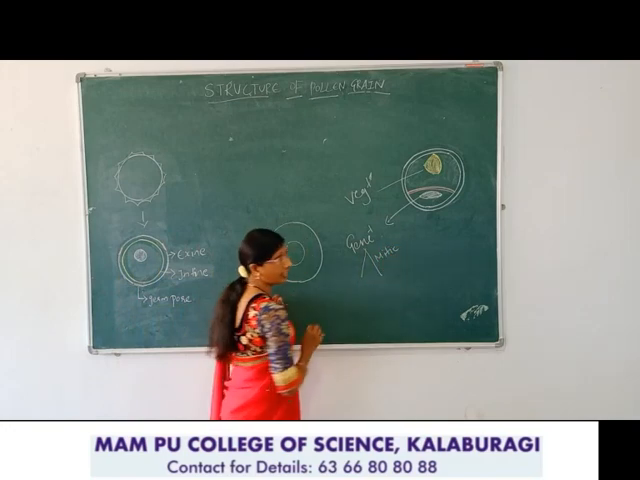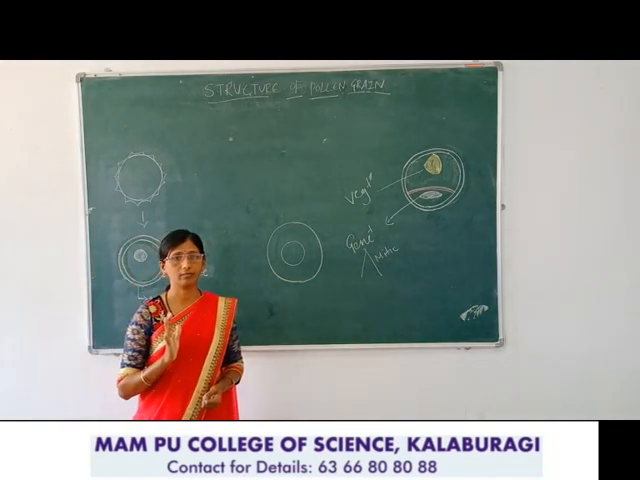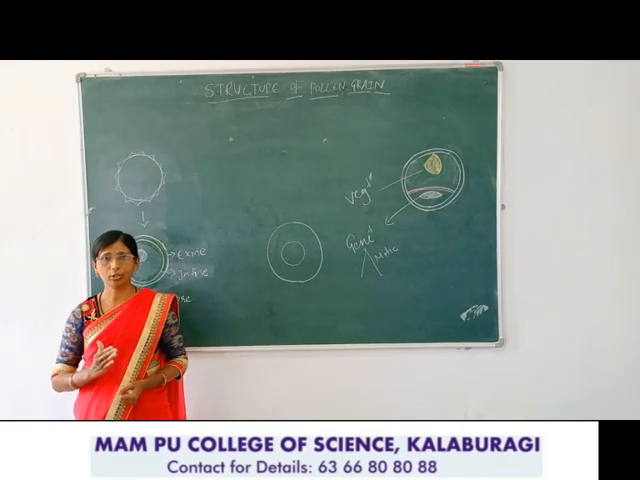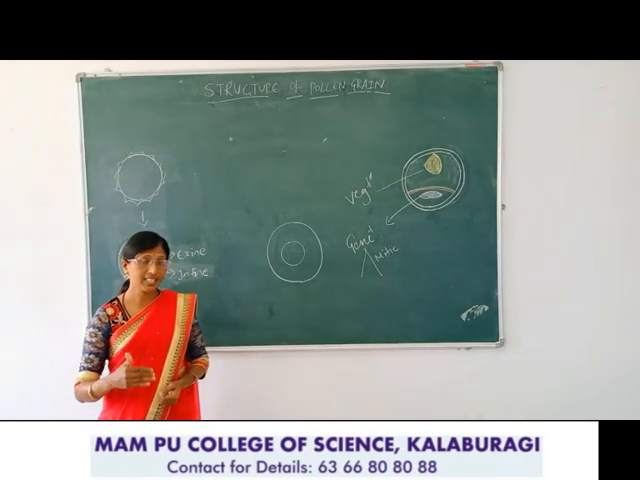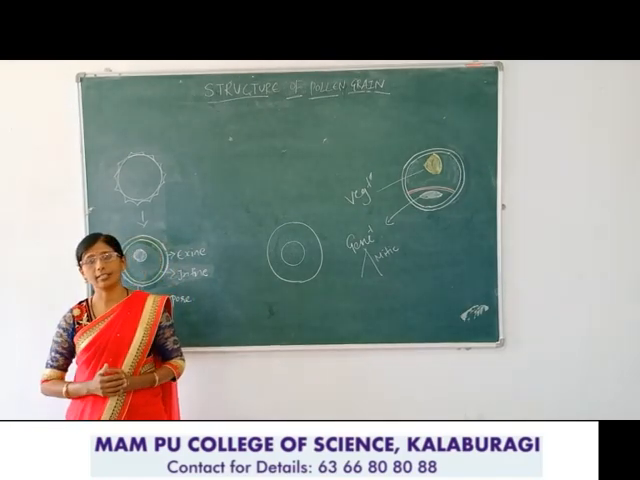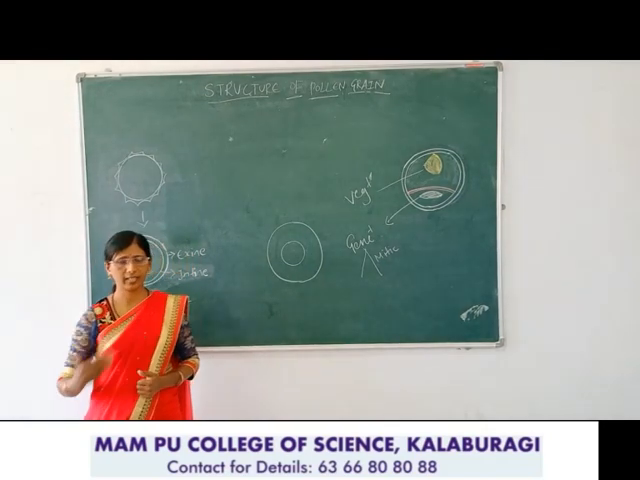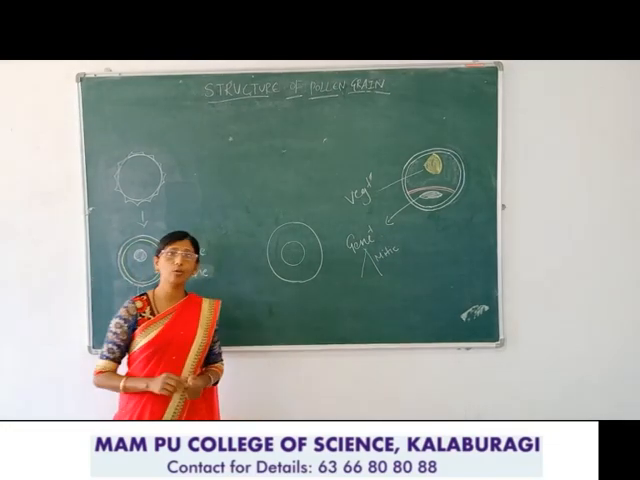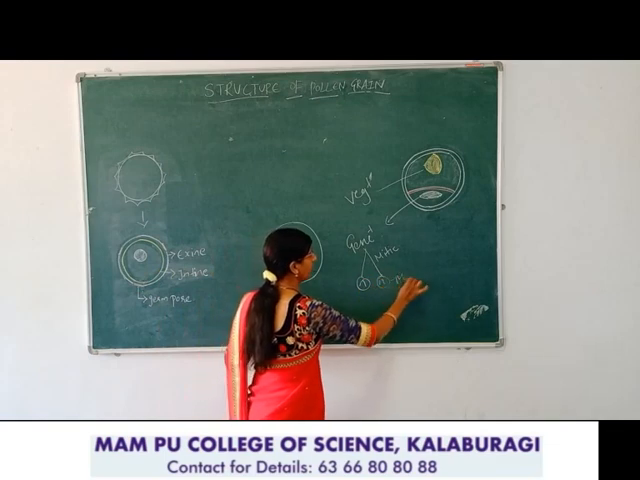This generative cell again undergoes mitotic division. Do you know meiosis and mitosis? Meiosis is the reductional division, meaning if it is 2n, it is divided into haploid in number, that is half the chromosomes of the parent. What is mitosis? It is called the equational division. Equational division means the same number of chromosomes is present in the parent and the daughter cells. So the generative cell undergoes mitotic division to form the two male gametes.